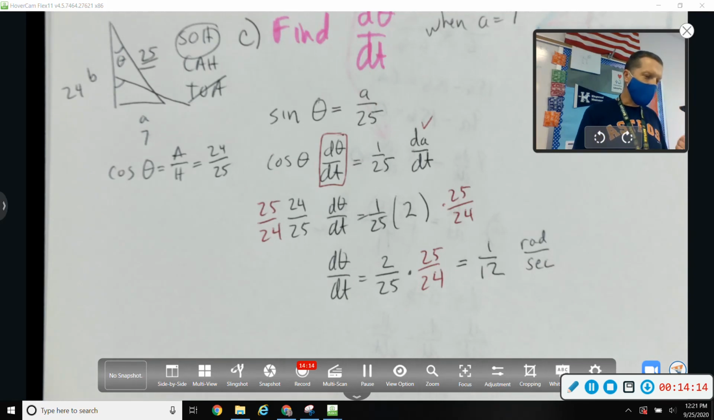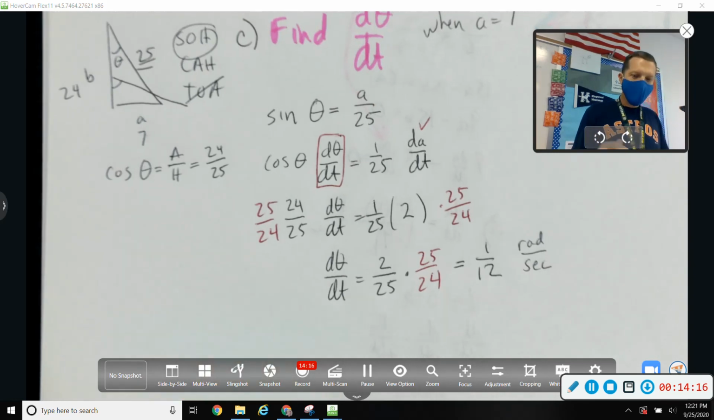All right, so that had a ladder in it. That had an angle in it. So that's a really good problem to make sure you understand for the test.